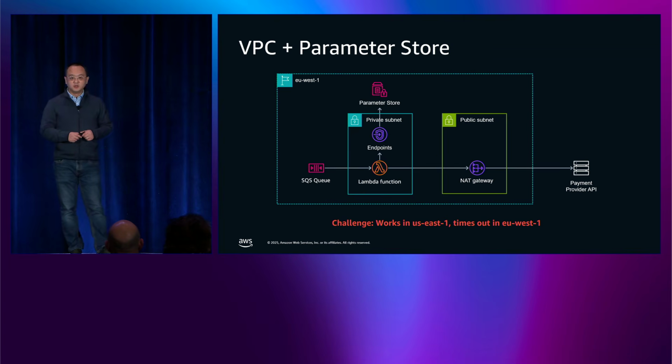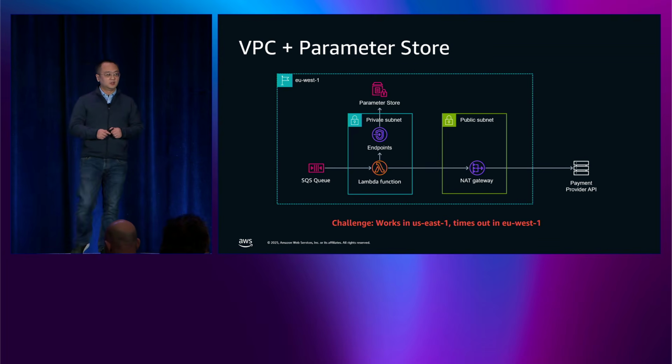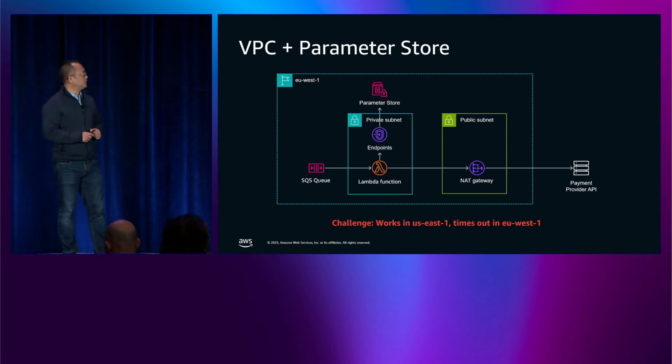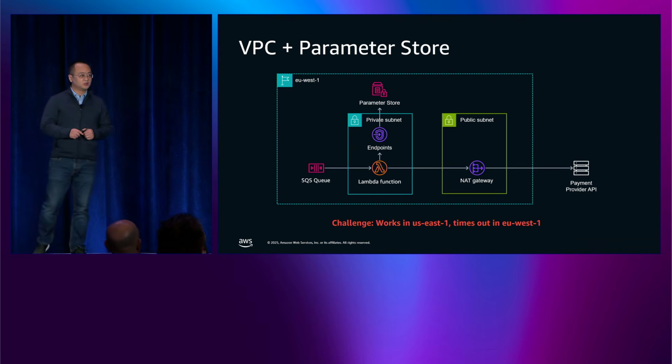The Lambda function is put into a private subnet in a VPC, and it has a VPC endpoint connecting to the Parameter Store. It also uses a NAT gateway in the public subnet to reach the external payment APIs. This is a pretty typical setup.